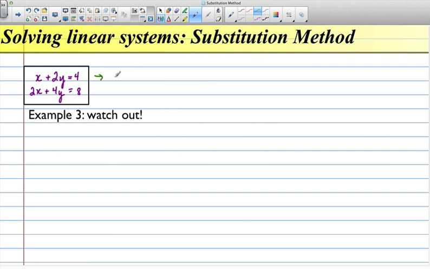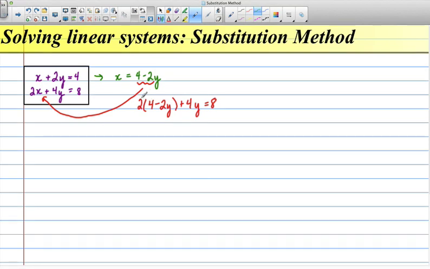First step, isolate one of the variables. This time we'll choose to isolate the x. Now we can use that value to find out the y. And we'll distribute and get 8 minus 4y plus 4y is equal to 8. Collecting our like terms, now we have a problem.